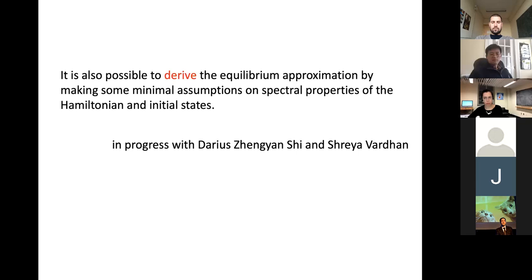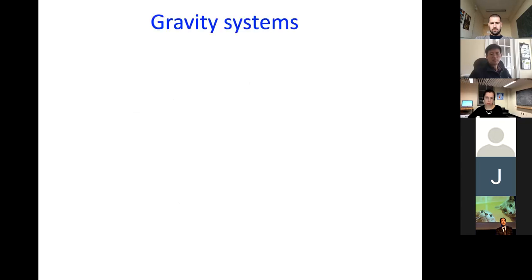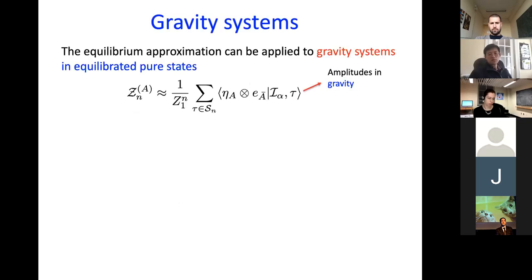It is also possible to derive this equivalent approximation by making some minimal assumptions on the spectral properties of the Hamiltonian and the initial state, and you can show that it dominates in the limit of a large number of degrees of freedom. Now let me make some remarks on gravity systems. This equivalent approximation can be applied to gravity systems, also in the equivalent pure state, such as a black hole, and then it just involves some kind of gravity amplitude.